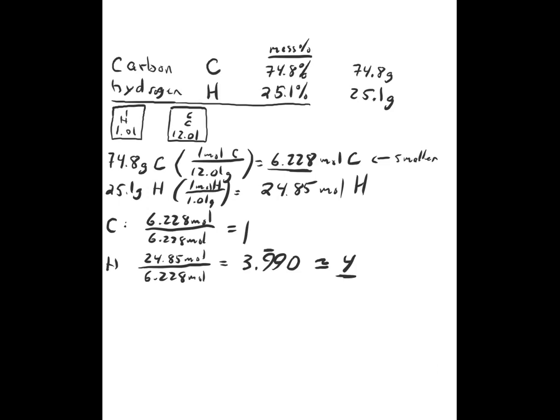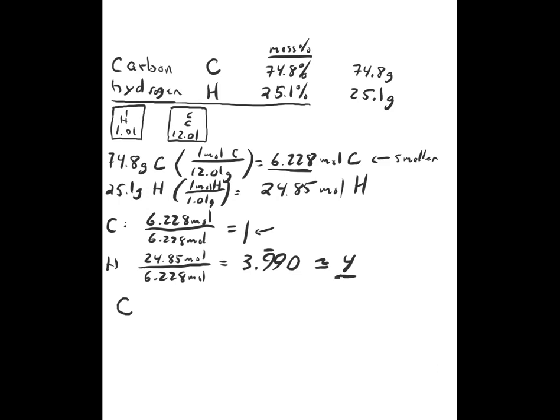Now, this one, we don't have a 0.5. So if you don't have a 0.5, we don't have to do the step where you're multiplying by 2 to turn that 0.5 into a whole number. So now we can just write them just as they are. You have 1 carbon. And remember, in chemical formulas, if it's a 1, you don't write 1. We don't write C1 or H1. We just write C or H.